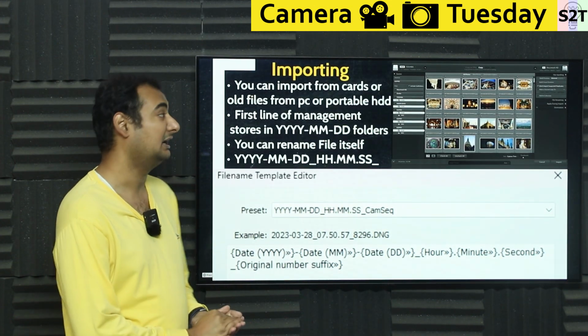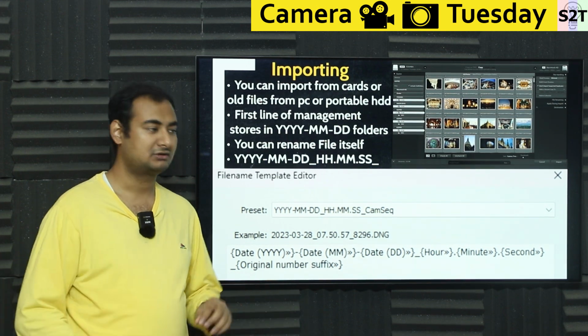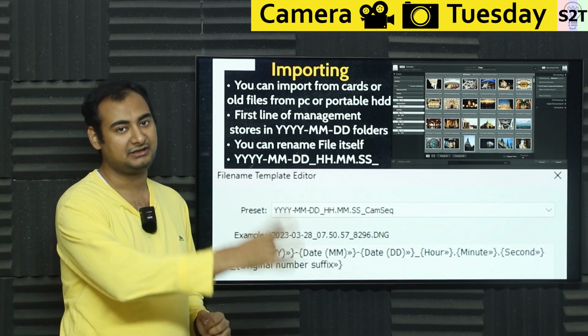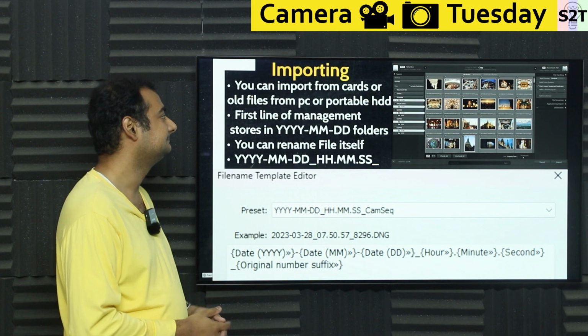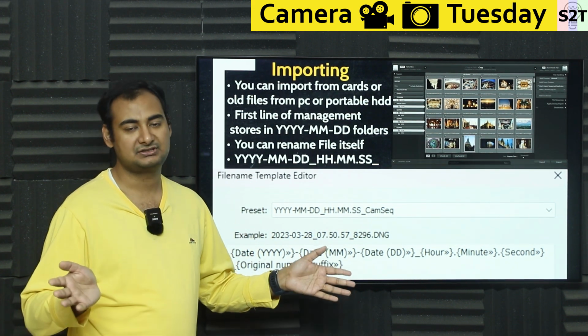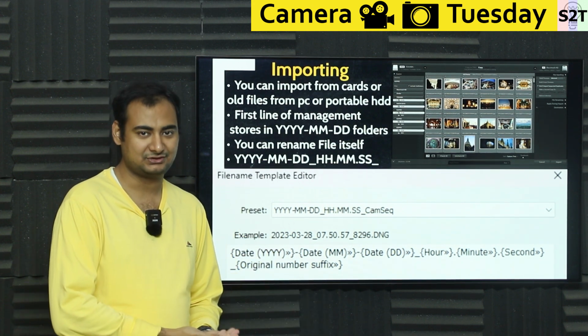So let's look at the first line, the importing. Now you can import directly from a card. You plug your card in and directly import into your catalog. Importing means copying the file and dumping it into your hard drive or whatever SSD you have. So that's the importing. Be mindful, because Lightroom is such a big software, and not everybody has had this software from day one.